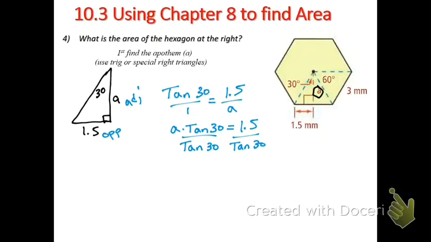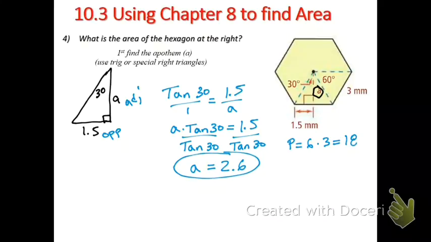And when we plug this into our calculator, assuming our calculator is in degree mode, we should get that our apothem is right around 2.6. So now that we know what our apothem length is, we can find the rest of our measurements needed to find our area. We know the side length is 3. We know there are 6 of them. So finding our perimeter is easy. It's 6 times 3, which is 18. And now we have everything we need to find the area of this hexagon.